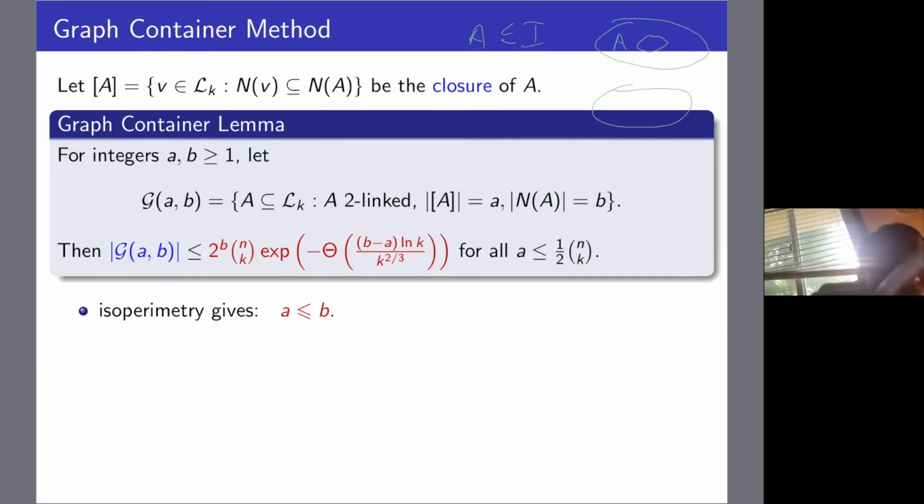I try to explain a little bit what is behind the formula. So we have this condition that A should be at most half... József: Sorry, could you again say what is this G of a, b? The number of independent sets? Okay.